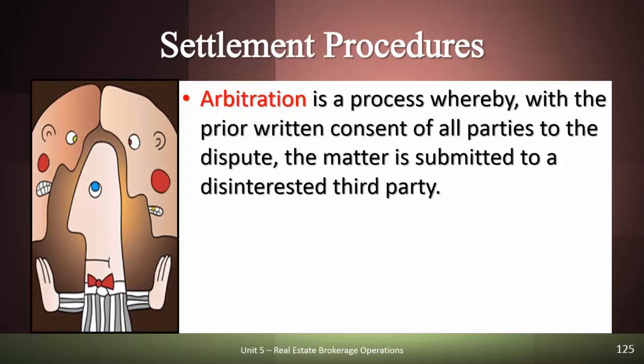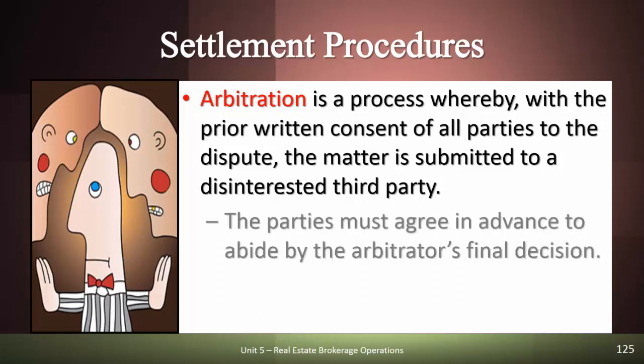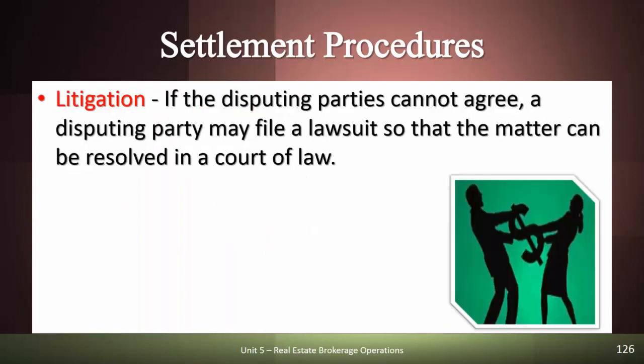Now, this won't work if they decide that they don't trust this arbiter to make the decision for them. So, if they will not mediate it and they refuse to arbitrate it, we move on to the next, which is litigation in the courts. Litigation. If the disputing parties cannot agree, then they just go duke it out in court.